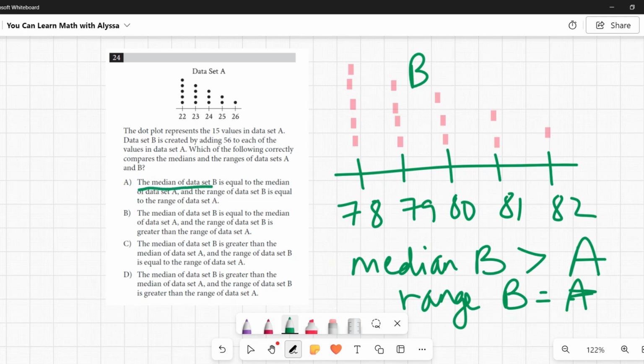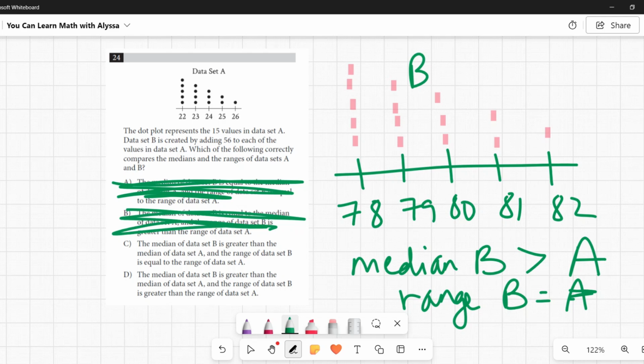Okay, median of B is equal to, already gone because I know they are not equal. The median of dataset B is equal to, nope, that one's gone too. The median of dataset B is greater. Okay, that's possible. Median of dataset B is greater. Yep, both possible. Now I need to see which one says the range is equal.